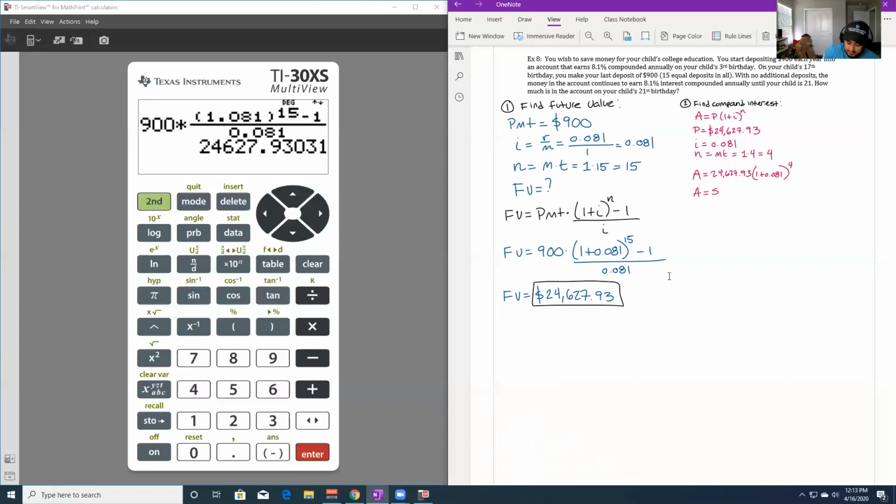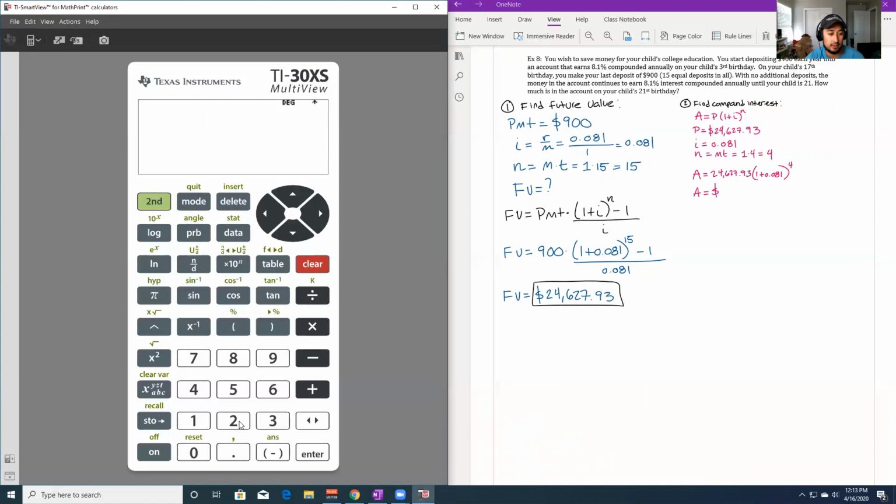And if we let this money sit for 4 more years, the kid gets more money for school. So let's see. We get 24,627.93 multiplied by 1.081 raised to the 4th. Enter. Ooh, nice. So if we let that money sit for 4 more years at that interest rate, our kid will now have $33,630 and basically 30 cents. There it is. Much better.